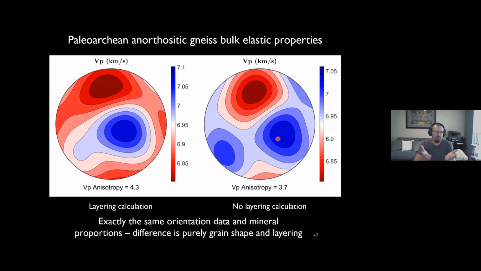And not surprisingly, perhaps, there is an increase in overall anisotropy based on considering the fact that there is this very strongly repeating layered structure within this thin section, which is pretty cool. So we can use that both at the thin section scale, but also at the kilometer scale. And we'll do that towards the end of this talk as well.